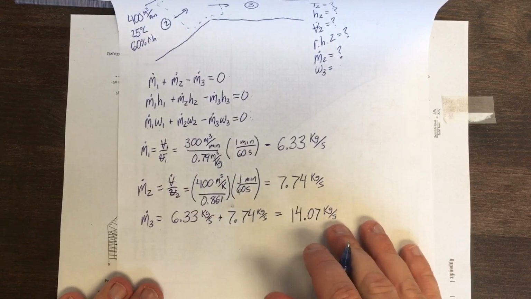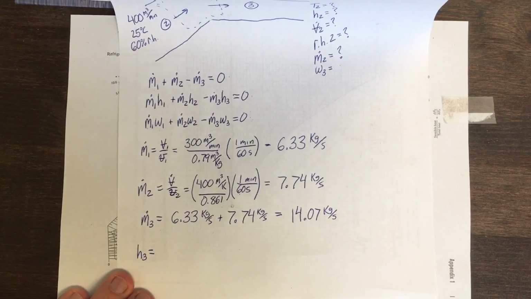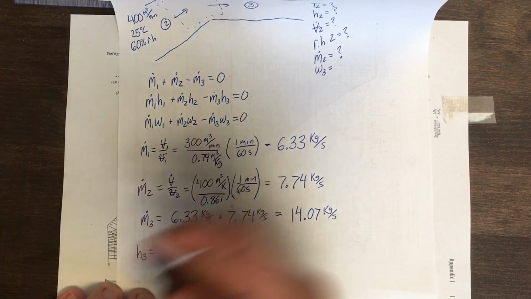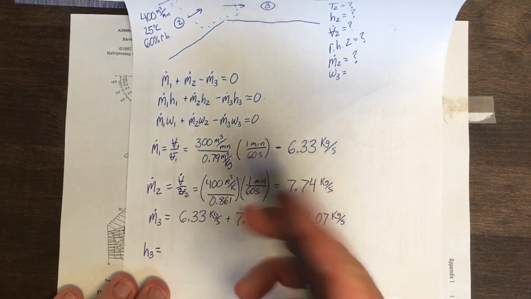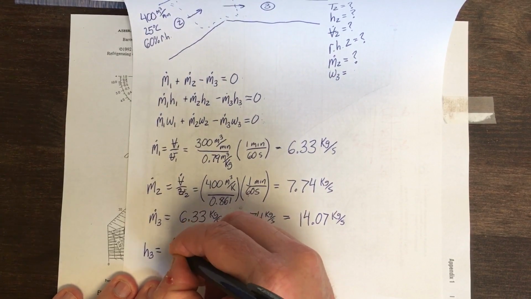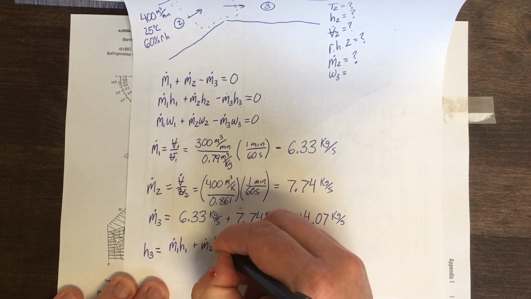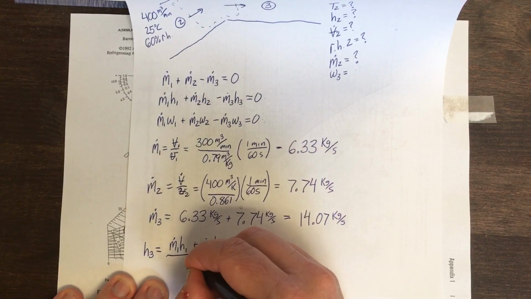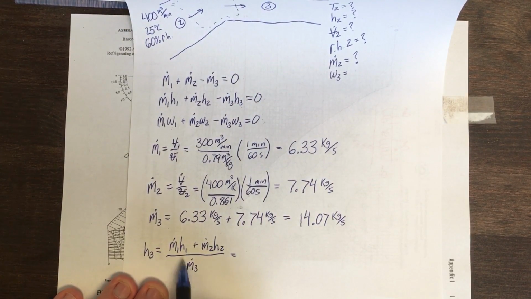Okay. If we go ahead and solve for enthalpy 3, another way to think of this, enthalpy 3 is a mass weighted average of 1 and 2. So if I solve this for enthalpy 3, we'll get mass flow rate 1, H1, plus mass flow rate 2, H2, over mass flow rate 3. So it's essentially the mass fraction of 1 times its enthalpy, plus the mass fraction of 2 times its enthalpy.